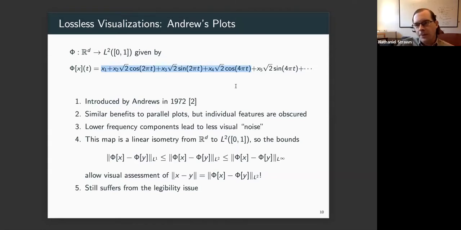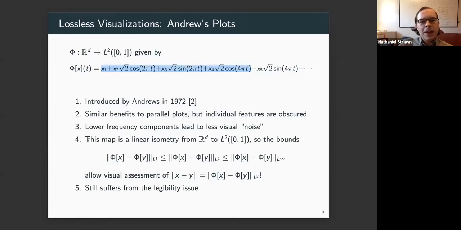This is an old method, a very simple method introduced by Andrews. He was a statistician, and he was interested in the variability of these and basically estimating the variance of these functions. It's very similar to parallel plots, but suddenly the functions are a little bit nicer to look at. Individually, they're somehow not as noisy. And why are they not noisy? Well, you're forcing the system to have lower frequencies, and so there's less visual noise. Aesthetically, it's just slightly nicer to look at.